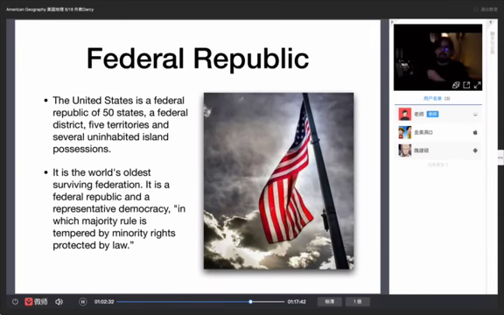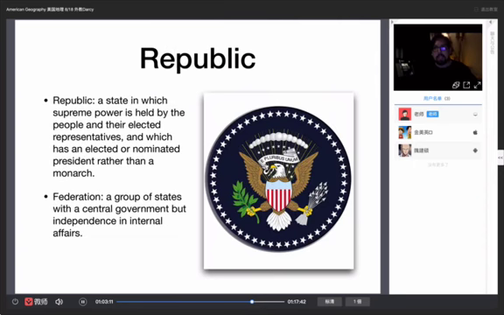So let's talk about the structure of the American government here. The United States is a federal republic of 50 states, a federal district, 5 territories, and several uninhabited island possessions. I think Panama might be one of them. It could become a state someday, maybe. It is the world's oldest surviving federation. It is a federal republic and a representative democracy in which majority rule is tempered by minority rights protected by law. What does that mean?